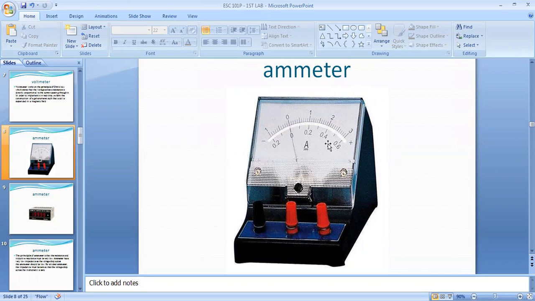When you see that A sign in any meter, you can tell that the meter is for measuring current. V for voltage, A for current. Do not forget this, it is a very basic thing. And if I ask you, okay, this is the ammeter, but is this ammeter for measuring AC current or DC current?